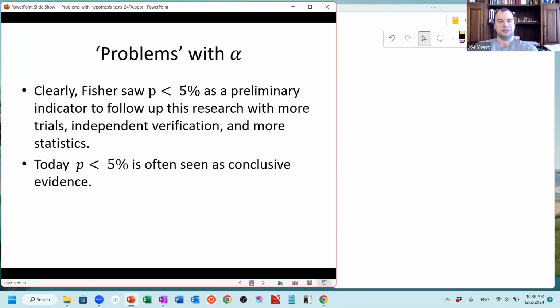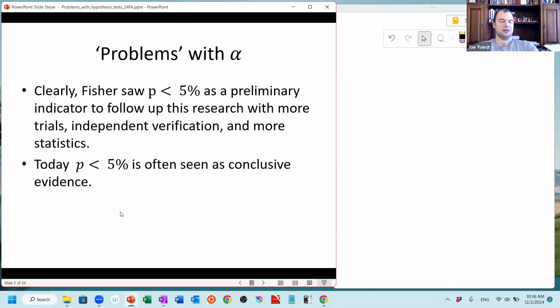I think it's clear to me that Fisher saw p less than 5% number one as maybe a little bit more like a convenient number to pick for the purpose of his book. You know, is it two standard errors away or not? And maybe more generally saw it as a preliminary indicator to follow up research with more trials. In other words, almost like an exclusionary criterion. If you can't pass a hypothesis test at 5%, then just forget about this line of research. It's probably not going to yield good results in the future. Move on to something else.